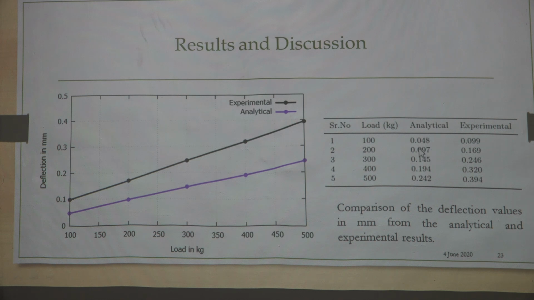So, analytically we are getting this particular reading as 0.242 millimeter, and this is the experimental result, 0.394. One more point that you can understand is that the experimental results are always a little conservative, which we have observed in our trend also, which is quite correct.